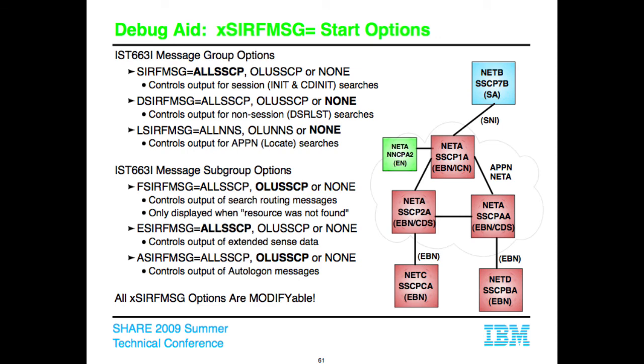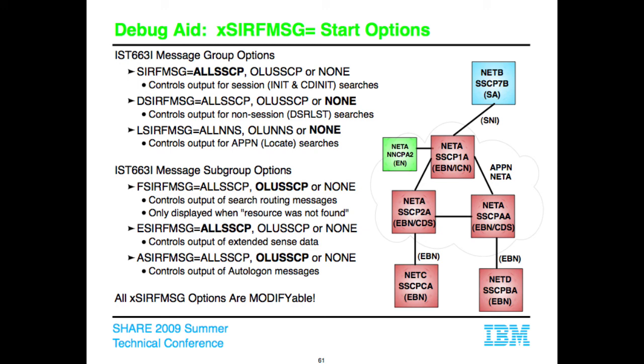We have invented quite a few start options over the years. We've added some of them very recently. They're called SIRF message start options, for session initiation request failure message. There's usually a qualifier at the beginning which tells you what kinds of session initiation failure messages we're actually going to display.